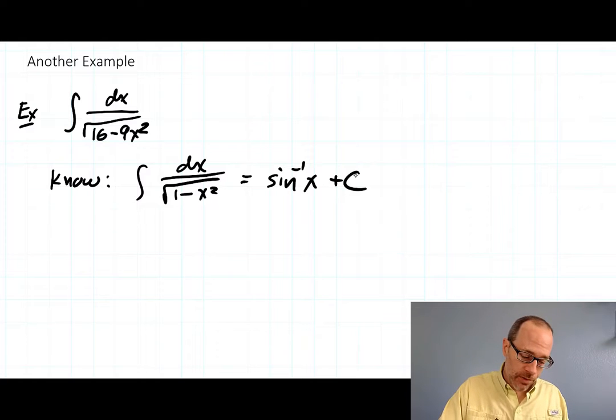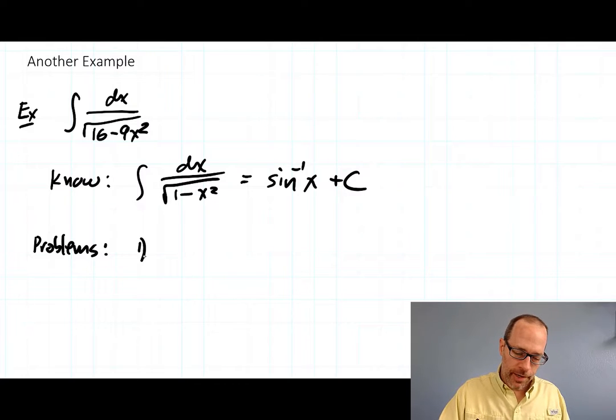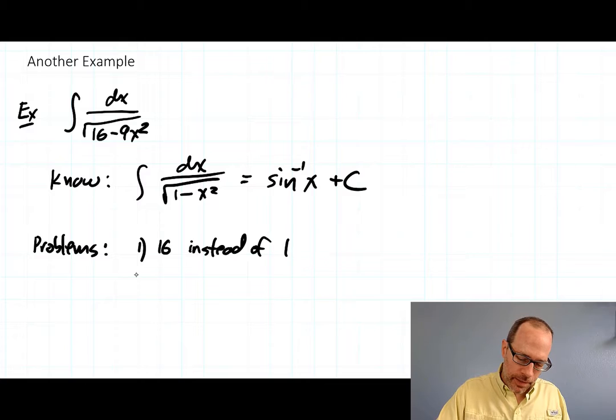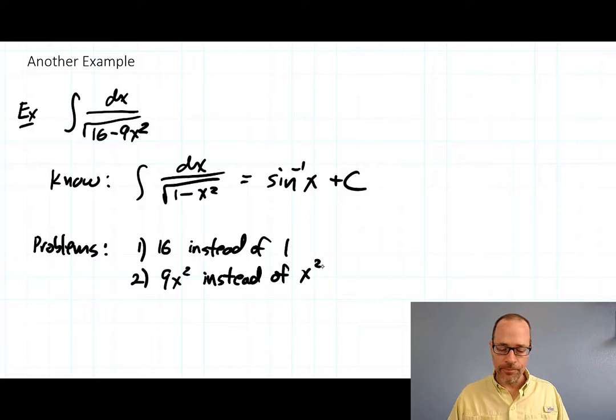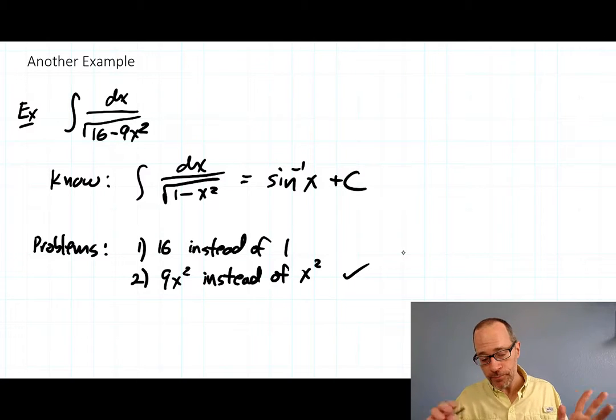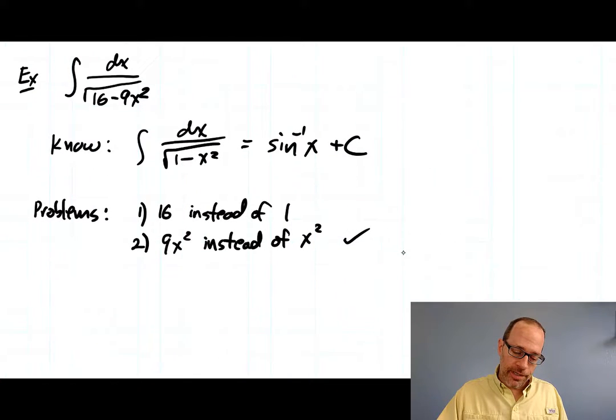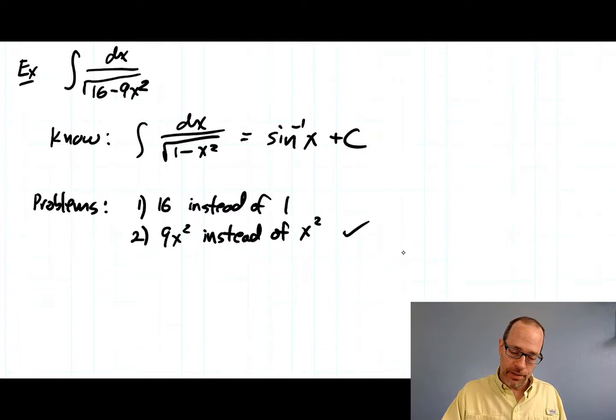There are two difficulties. First of all, we have a 16 instead of a 1. And number two, we've got a 9x squared instead of x squared. Now we already know how to fix the second problem. It'll be a substitution thing. We've seen that before. So let's start with problem number 1, the 16.